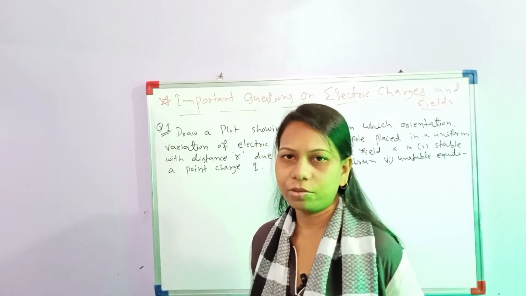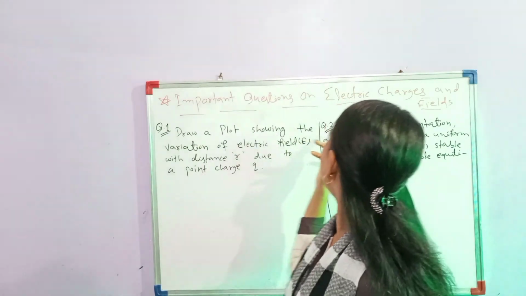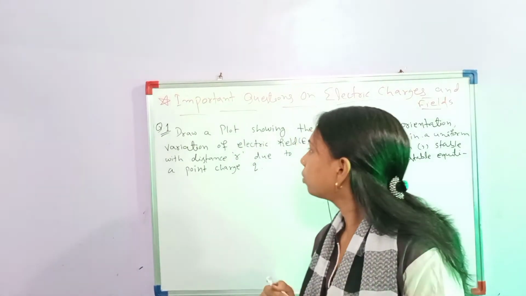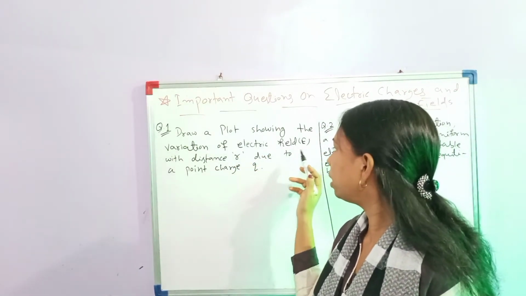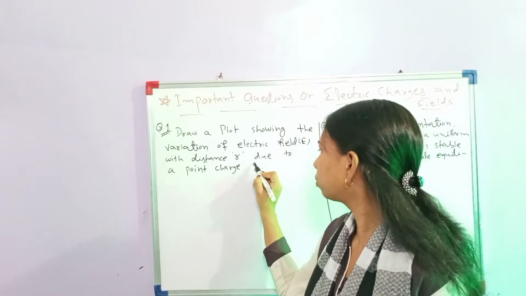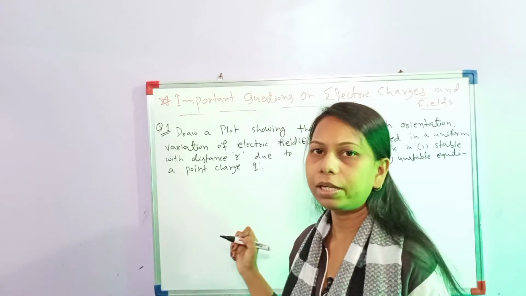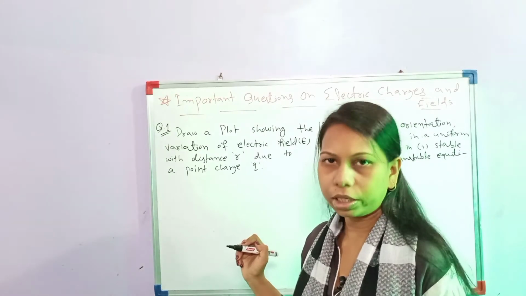Hello students, today we will discuss some important questions on electric charges and fields. Question number 1. Draw a plot showing the variation of electric field E with a distance r due to a point charge q. So you have to draw a graph between electric field E and distance r due to a point charge q.